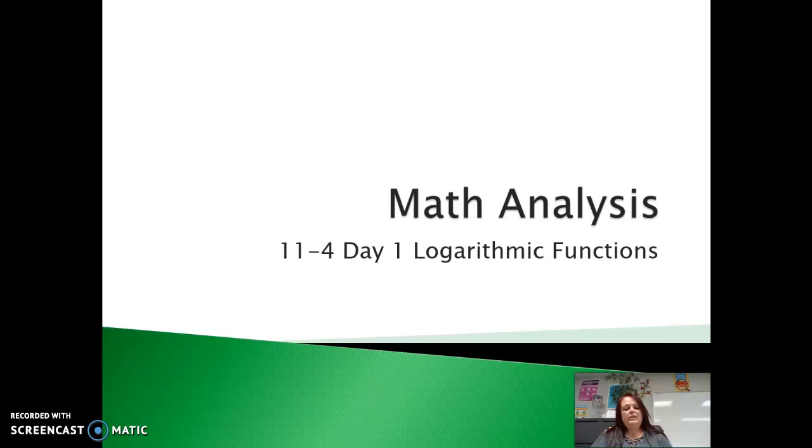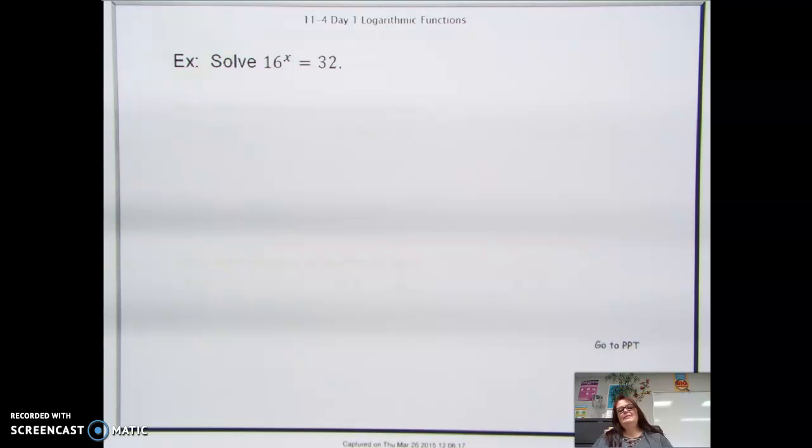All right, so in section 11-2, we talked about exponential functions. And in this video, we're going to talk about the inverse, which is the logarithmic functions. So to start us off, this is the idea of something that we want to solve, where the x is in the exponent instead of down below. And so that's something that we hadn't dealt with before we ever talked about logarithmic functions.